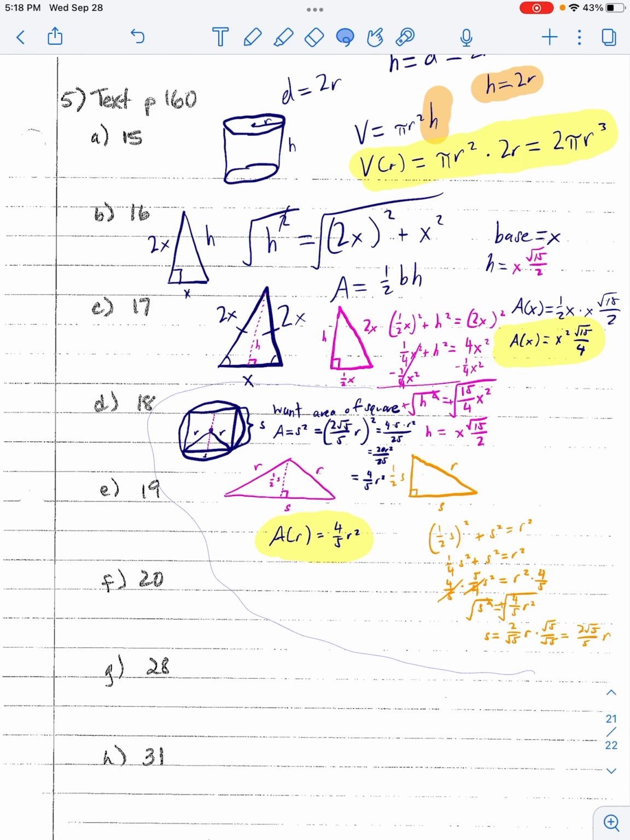I think that's what we got to do. It's actually not too bad, all right? So let's think about this. Find the surface area of the cube as a function of the radius of the sphere. It looks scary, but we just need to relate the side of our cube to the radius of our sphere, okay? Here's how we do that.